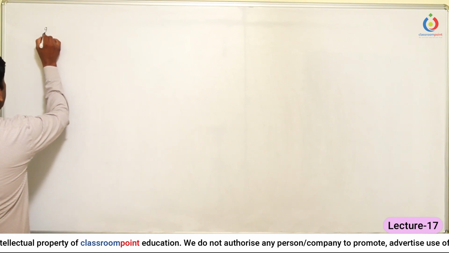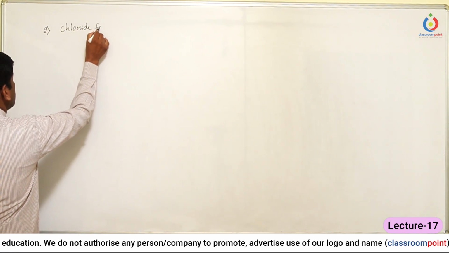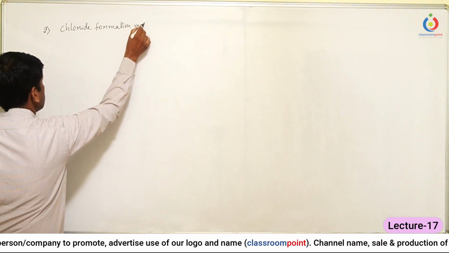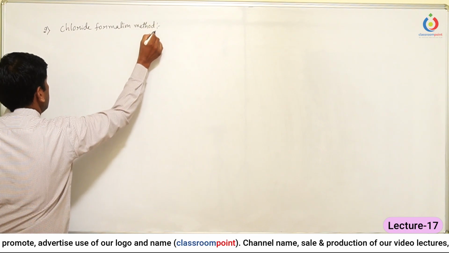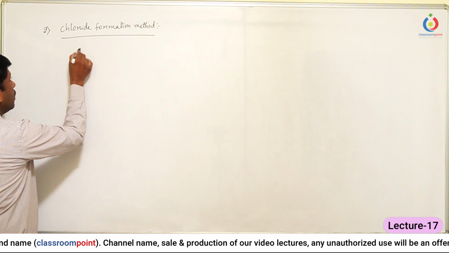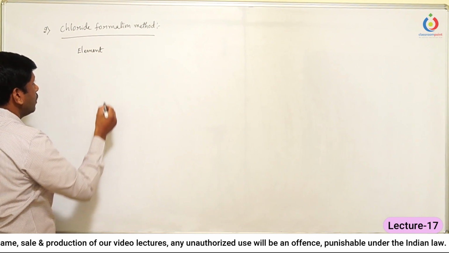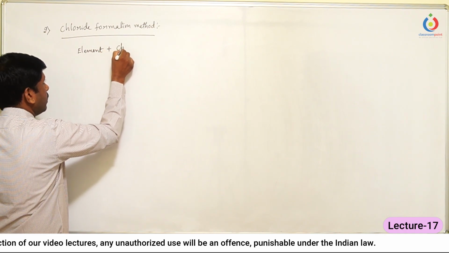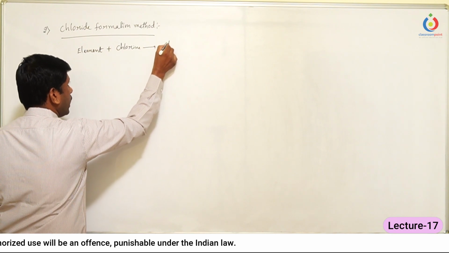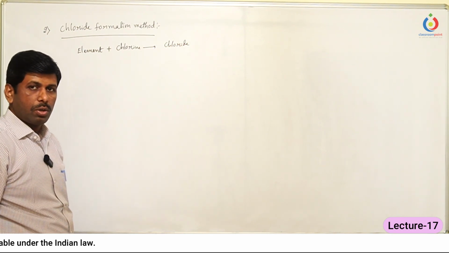The second method is the chloride formation method. In this method, some element, it could be a metal or non-metal, on reaction with chlorine, produces its chloride, that is, an elemental chloride or metallic chloride.